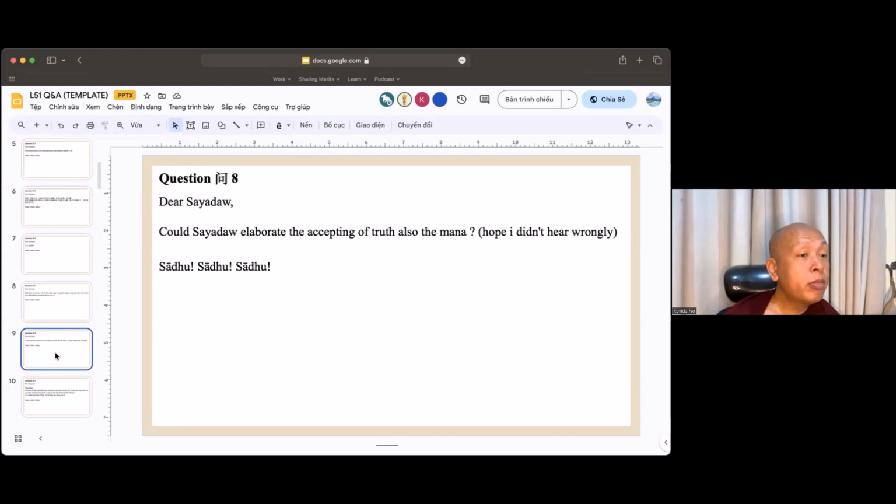Dear Sayadaw, could you please elaborate on the accepting of truth, also the mana?